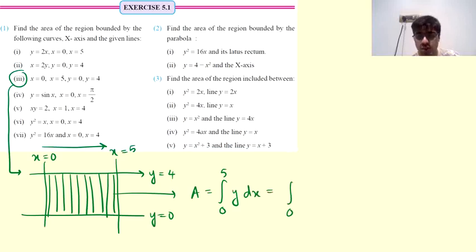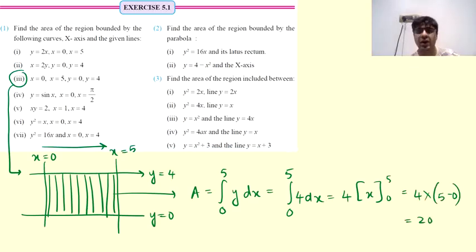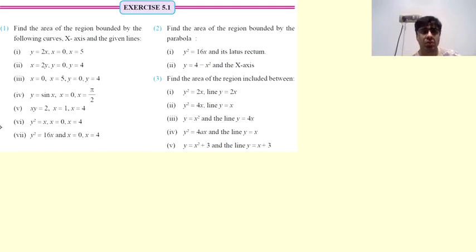That is integration from 0 to 5. Y for the given function is going to be 4. So we have integration from 0 to 5, 4 dx. You can take that 4 outside, and integration of 1 will be equal to x going from 0 to 5. This will give you 4 into 5 minus 0. That is 4 into 5, which is equal to 20. So that area is 20 square units.